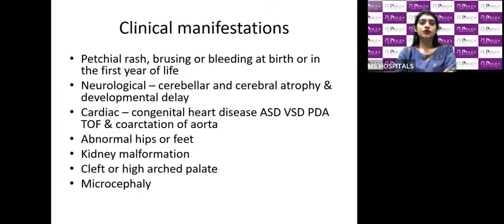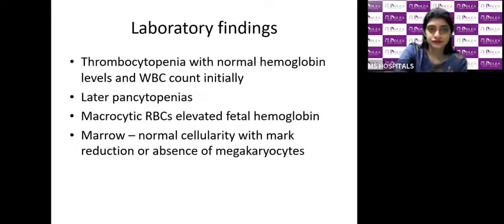Clinical manifestations include petechial rash, bruising, or bleeding at birth or in the first year of life. Neurological include cerebellar or cerebral atrophy and developmental delay. Cardiac includes congenital heart disease, ASD, VSD, PDA, TOF, and coarctation of aorta. Abnormal hips or feet, kidney malformations, cleft or high arch palate, and microcephaly.